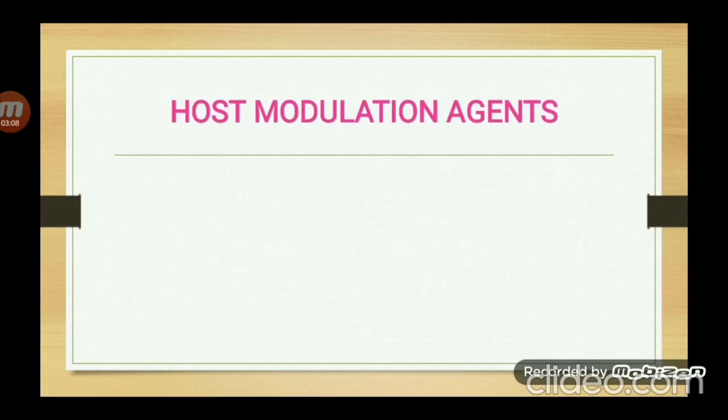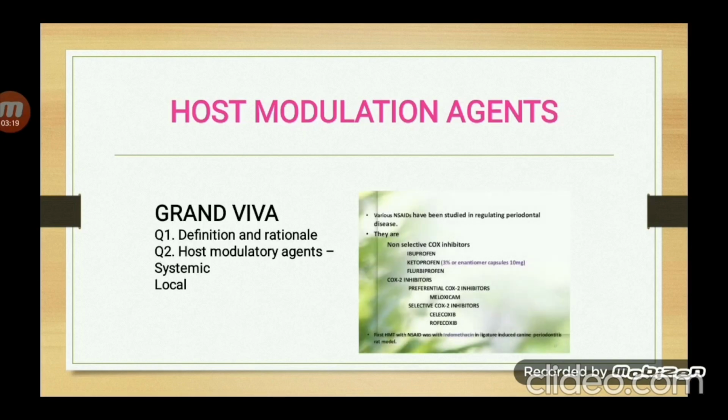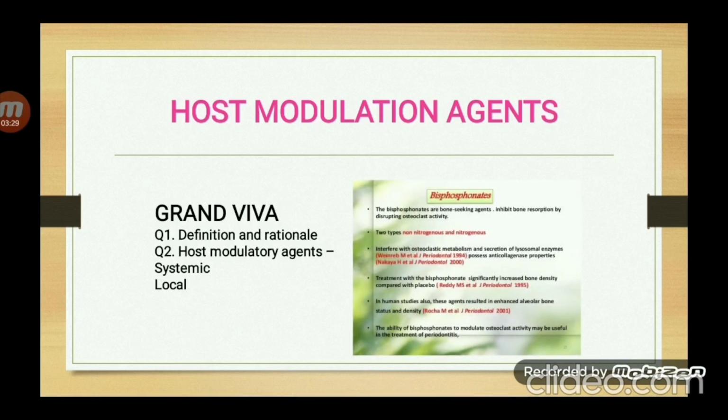Now, the next slide, as I said, was about the host modulation agent. In the Grand Viva, the definition and rationale. And the host modulatory agents are of two types. They are systemic and local. The first one is NSAID. Then bisphosphonates. You should know just what is given in this particular slide; that is enough.